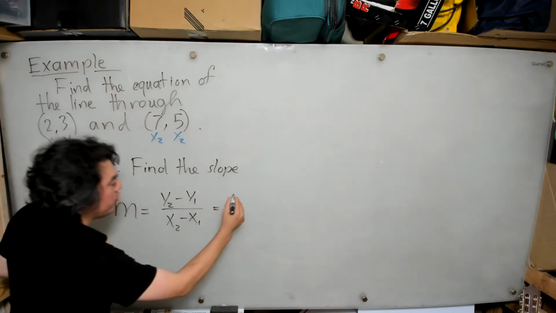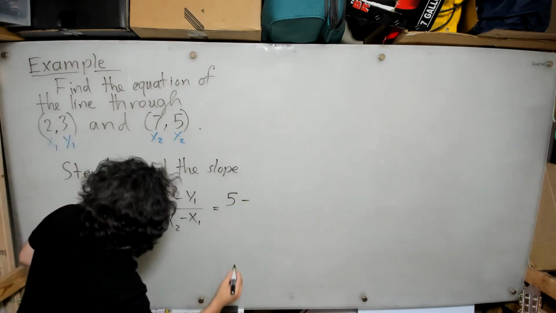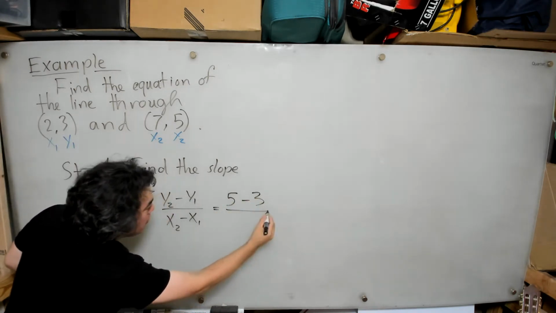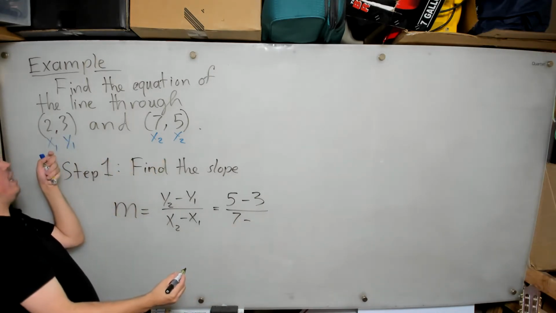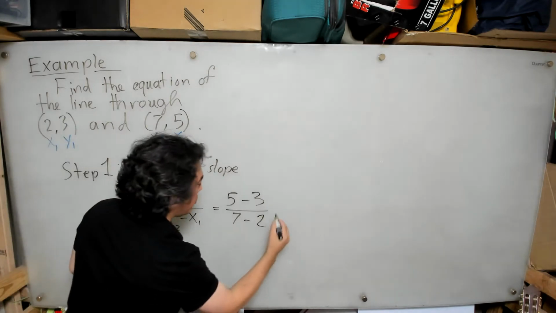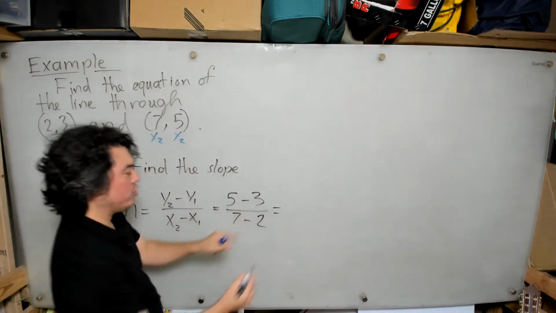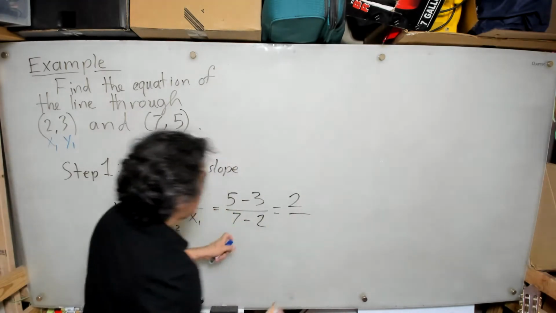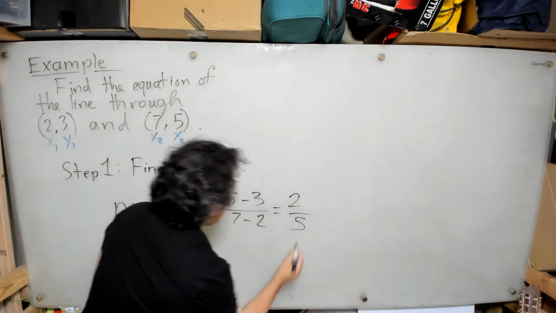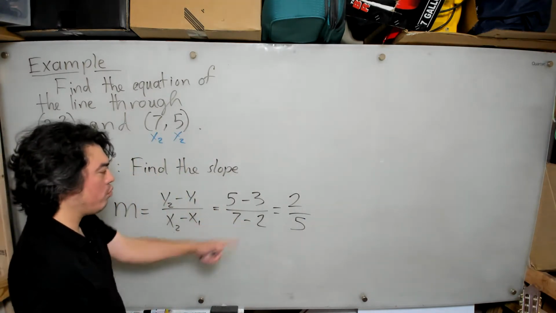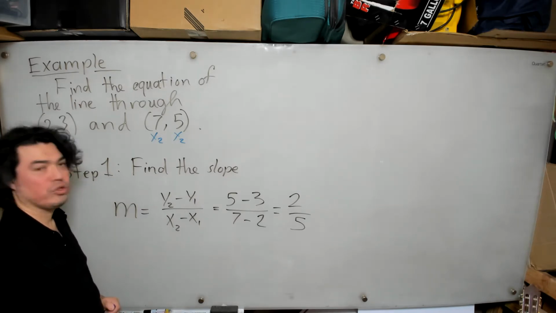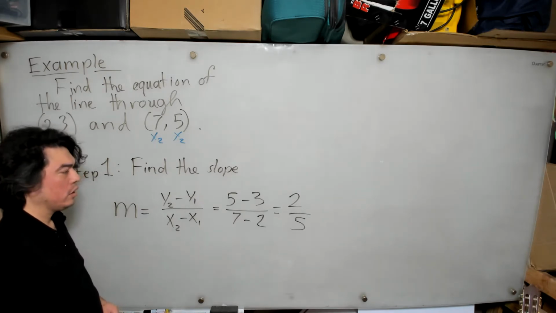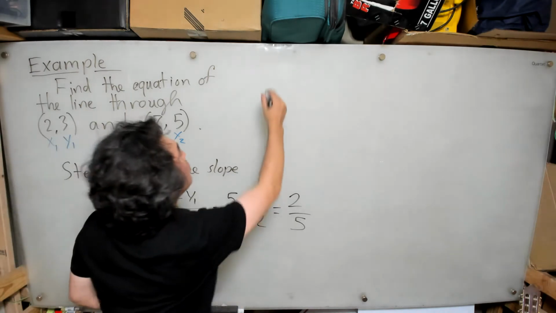So y2 is 5 minus my y1 is 3, okay? My x2 is 7 minus my x1 is 2, okay? 5 minus 3 is 2. 7 minus 2 is 5. And so we can conclude that the slope is 2/5. Okay?